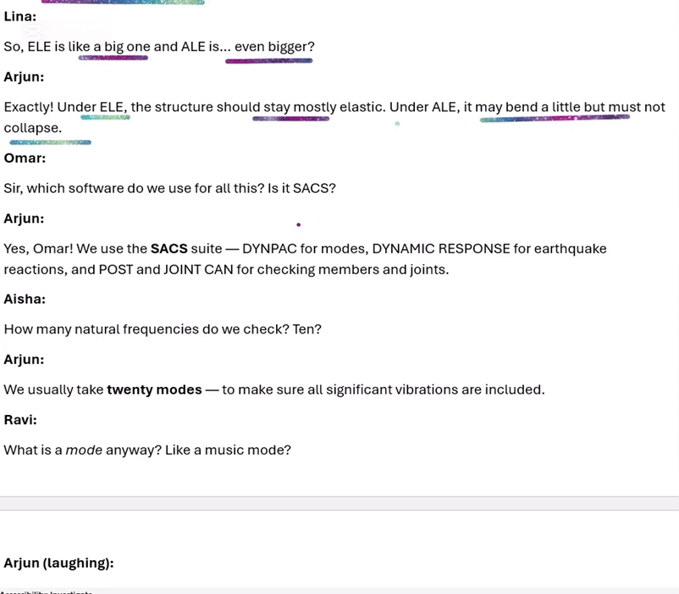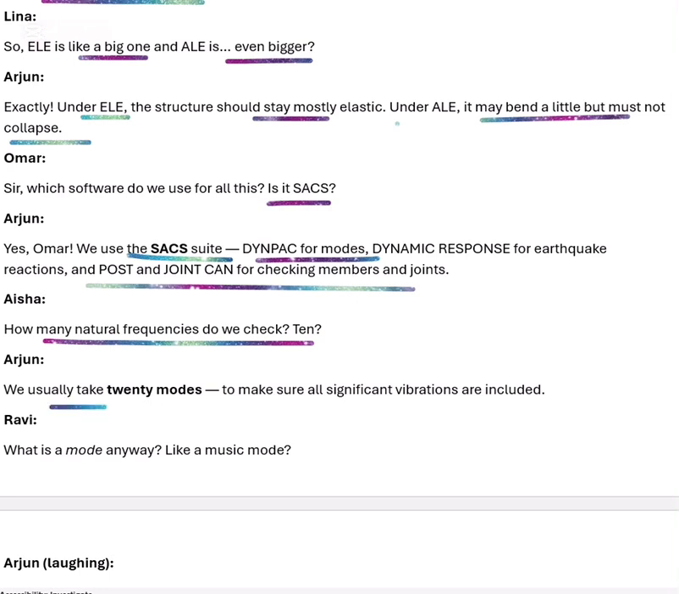So which software do we use for all this? We use SACS, with Dynpac for modes, dynamic response for earthquake reactions, and Post and Joint for checking the members and joints. How many natural frequencies do we check? Usually we take 20, even more than that, maybe 30, 40, to make sure all the significant vibrations are included.